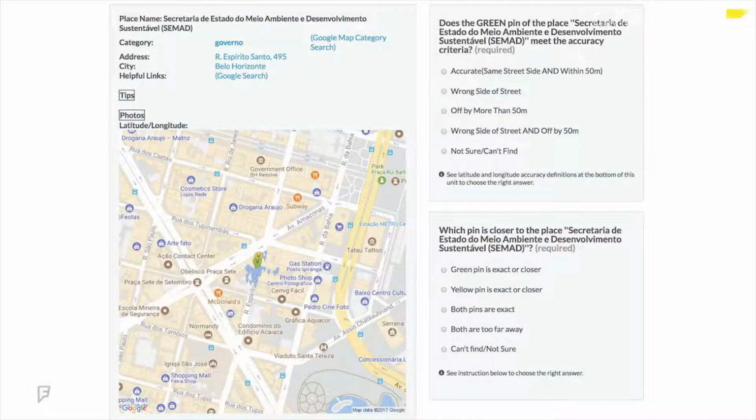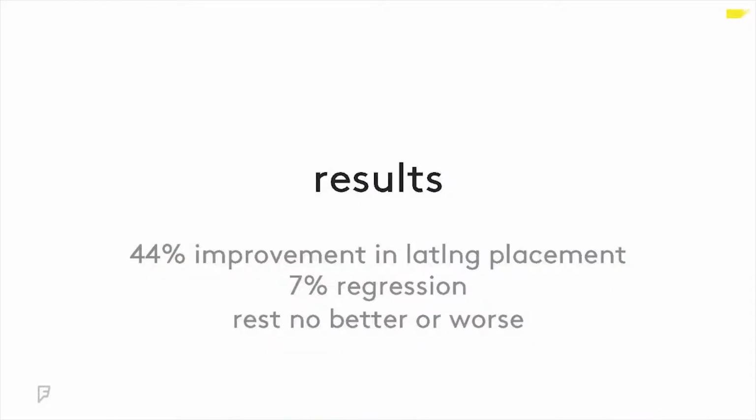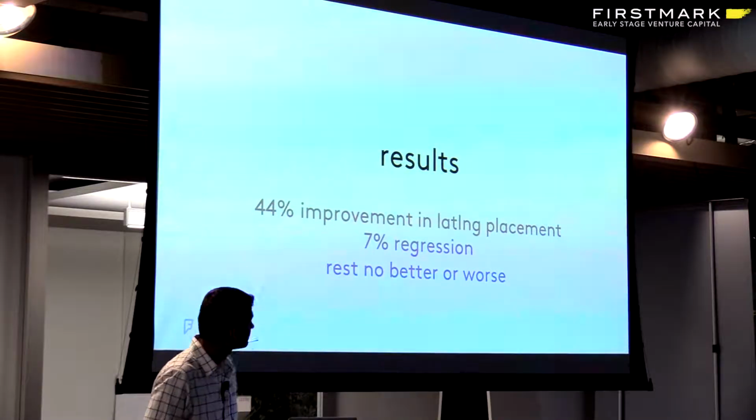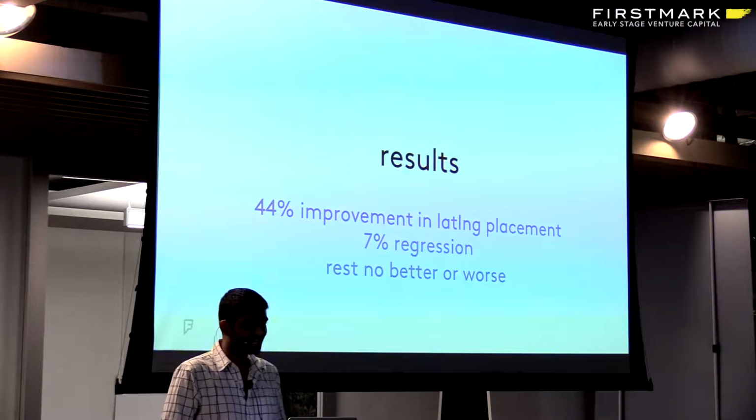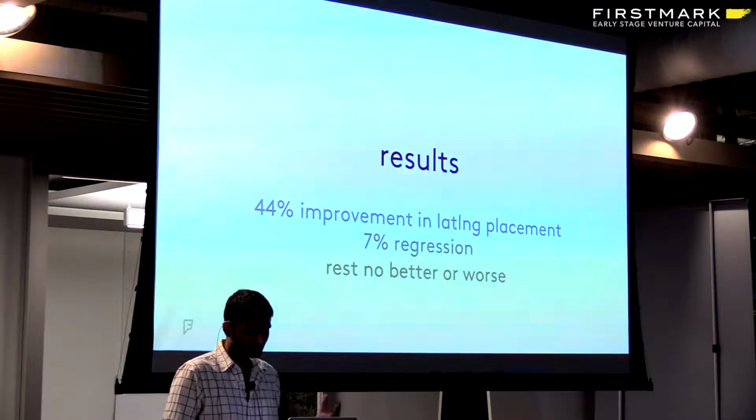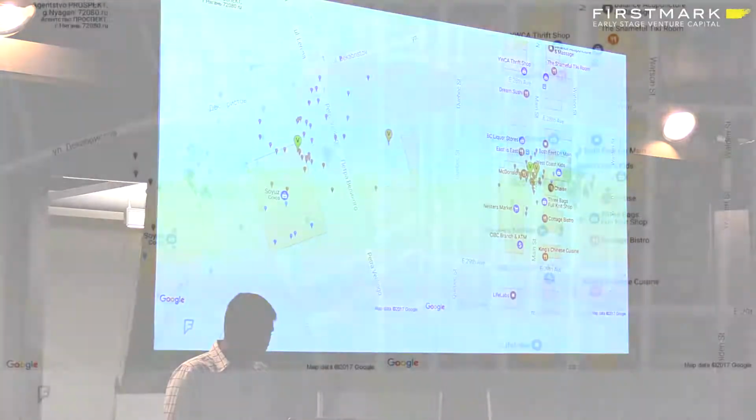It shows you the old location in yellow, new location in green, I believe, and asks, given these definitions, which of these is better? So the final results, I believe, were a net improvement in lat long placement of 37%. Yeah, that's right, about 37%, which is pretty significant, and it beats by a mile any previous attempt that we've made to make progress against this specific problem.